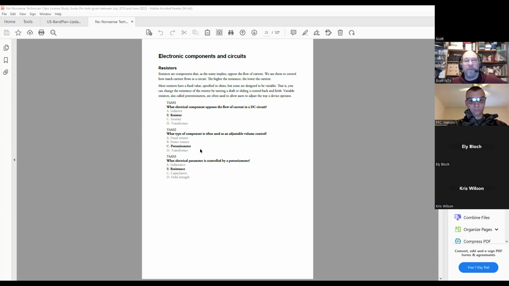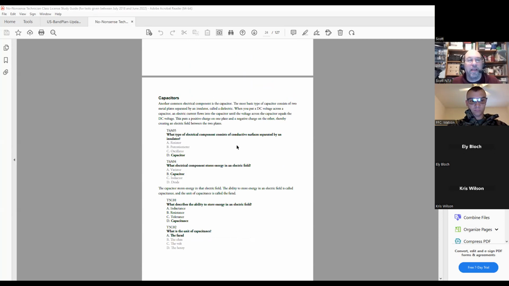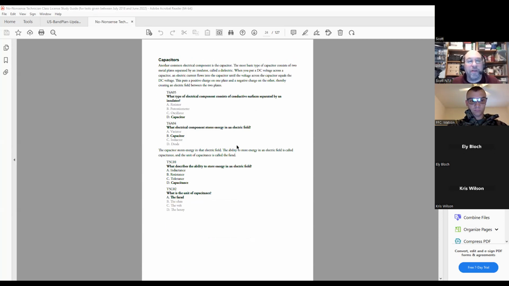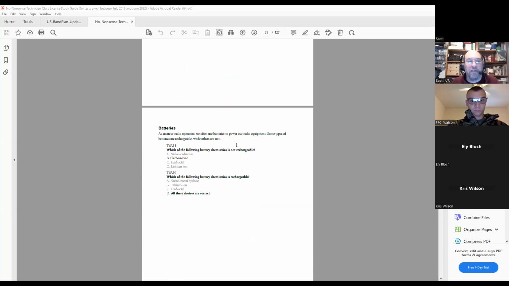So a type of component often used as an adjustable volume control is a variable resistor that's known as a potentiometer or a pot. It's used to control resistance. It changes resistance with a knob. We've already covered capacitors and inductors ad nauseam.